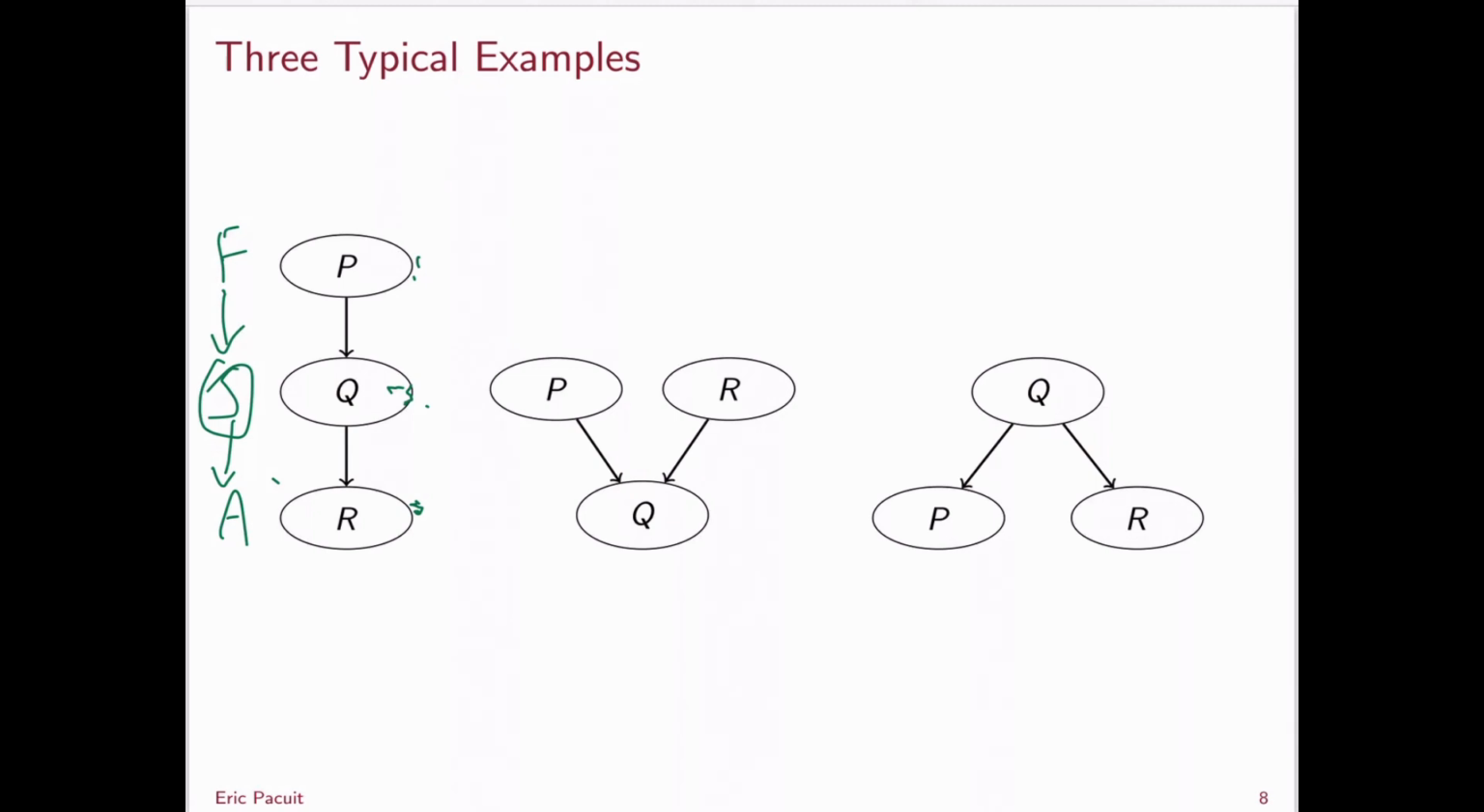There are other relationships between three propositions that are important. One is both P and R might cause Q, and the third is there's a common cause: Q causes both P and R. And I'll talk about these other two in just a second.